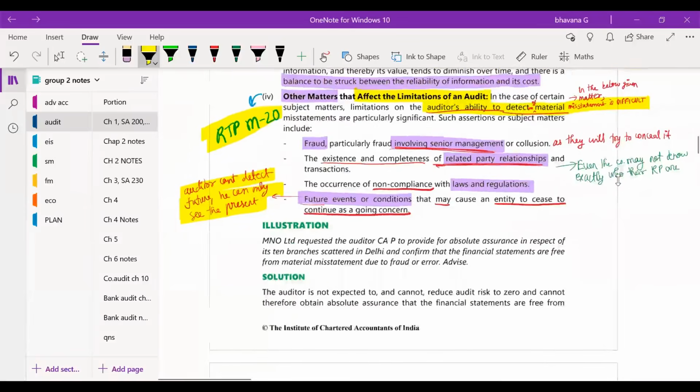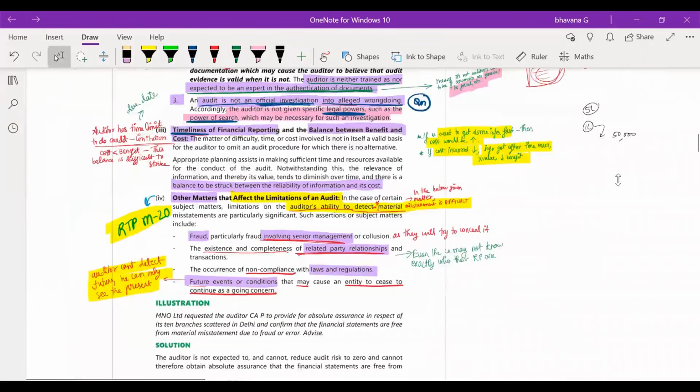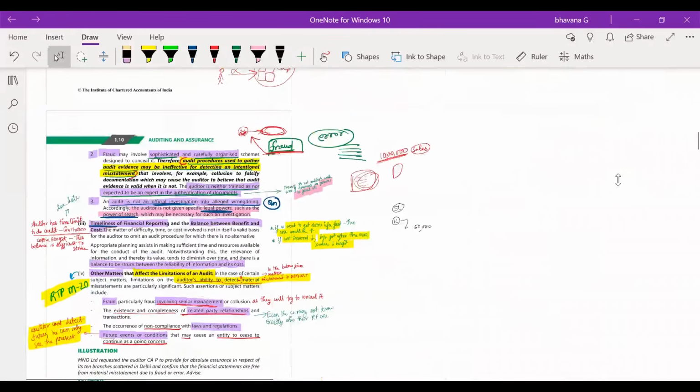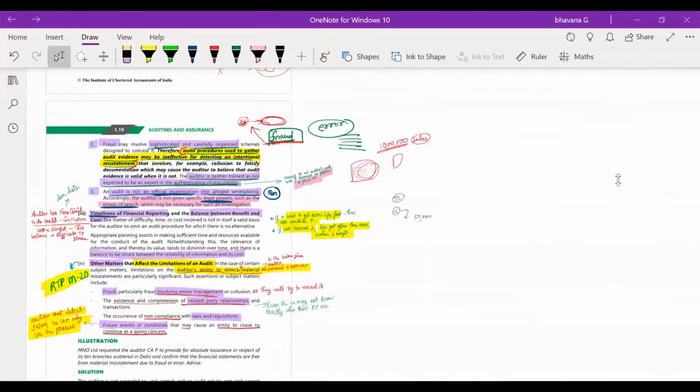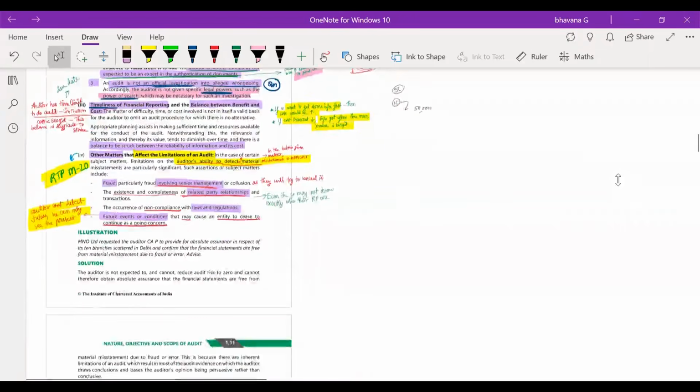So these are all the inherent limitations of audit, guys. We have read 4 limitations. Okay, are all these limitations clear? Are all the limitations clear?